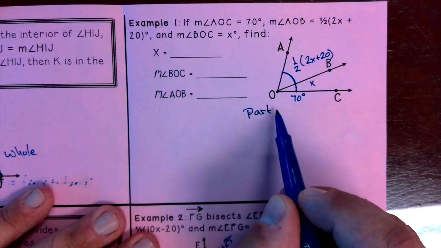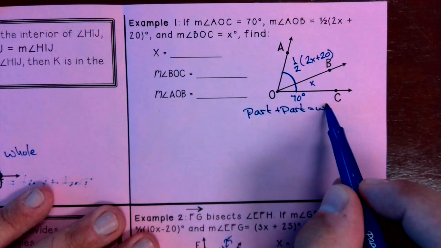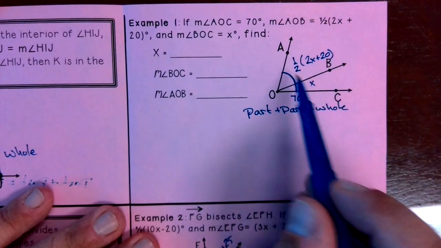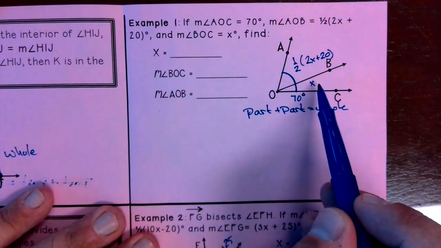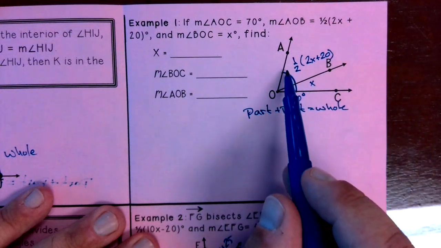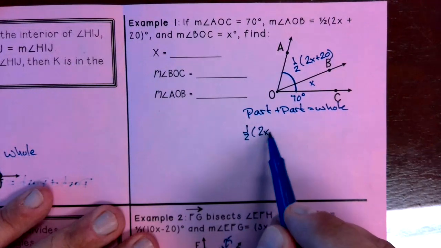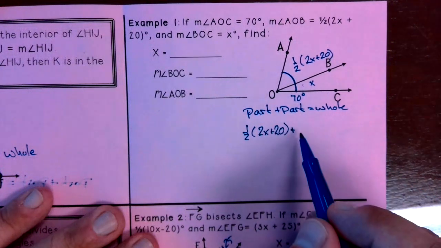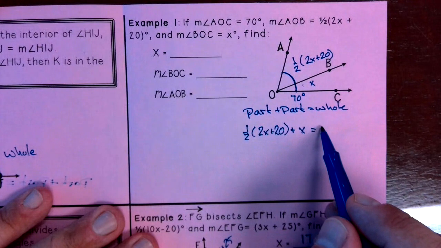Part plus part equals the whole. So one of my parts, it doesn't matter which part I go with, it could be this one, it could be this one. I'm going to start with this one up here, and I'm going to go 1/2 times 2x plus 20 plus my other part here, x, equals the whole thing, which I know is 70.